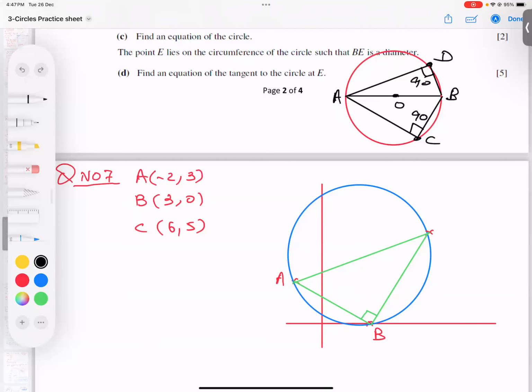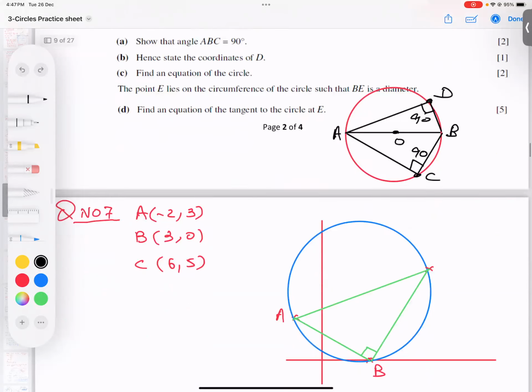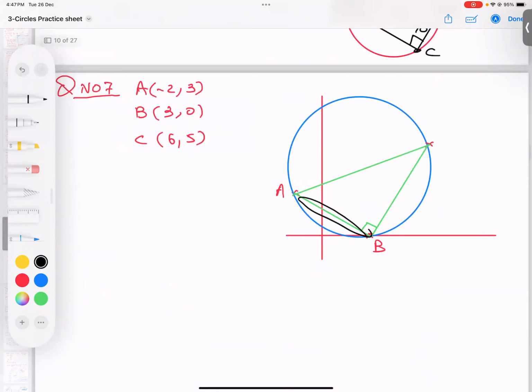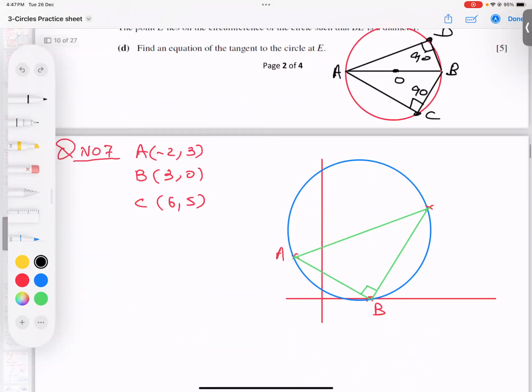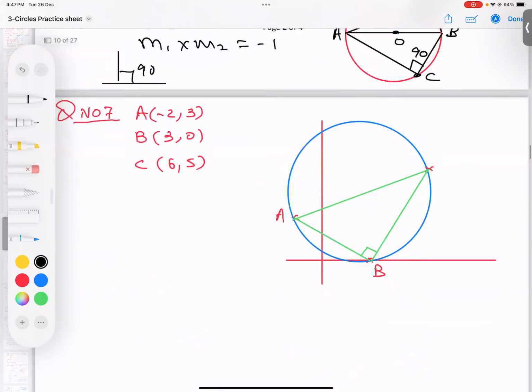But he said prove that ABC is 90 degrees. It means the product of the gradient of this line and the gradient of this line will give -1. Whenever the product of the gradients of two lines gives -1, they are perpendicular to each other, I mean 90 degrees between them. So let's start.